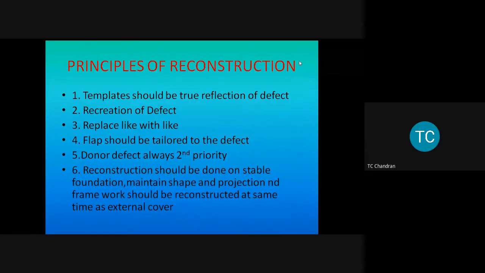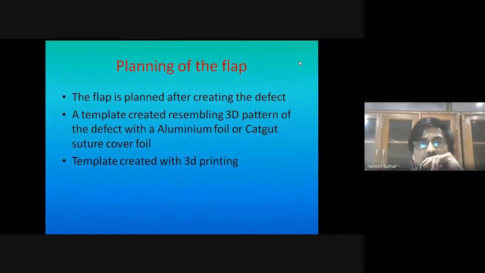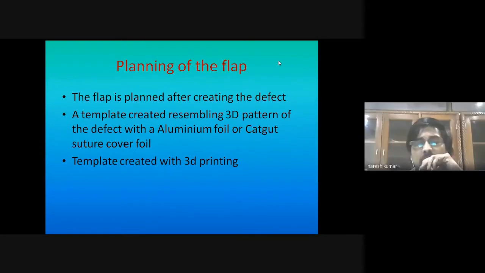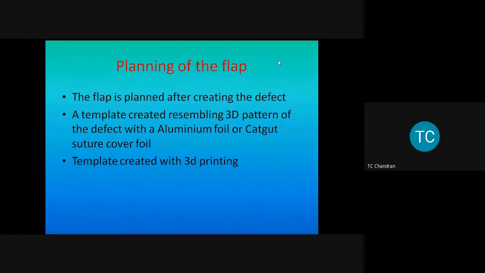Okay. And so I will plan a flap with a 3D pattern template with the help of aluminum foil or suture cover foil over the normal area of the nose or a person with similar build. Why? Because we have to replace the 3D configuration of the nose to maintain the contour of the nose.